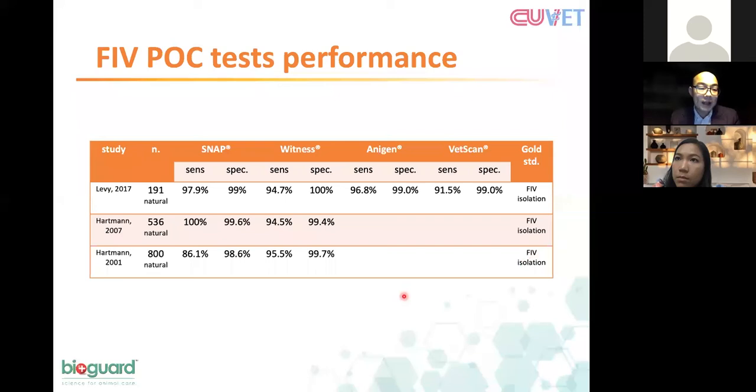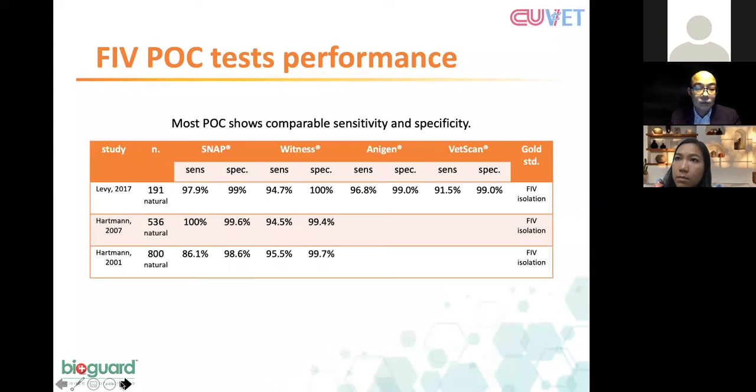So I compiled 3 independent studies that compare the performance of 4 commonly available test kits against the sensitivity and specificity of FIV isolation. And as you can see on the table, most point of care tests show comparable sensitivity and specificity when compared to FIV isolation. So any brand would do the job to detect antibody.